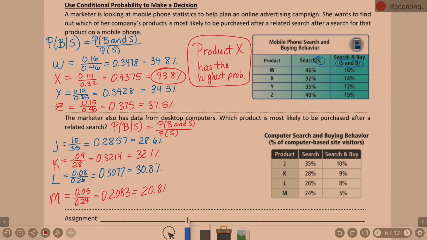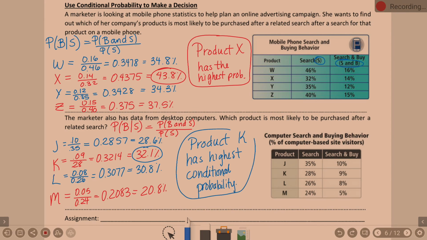Which computer is most likely to be purchased? Here we know that product K has the highest, and you can even use the word conditional probability. Okay. Your homework to do for tomorrow is 12.2 in Savas.